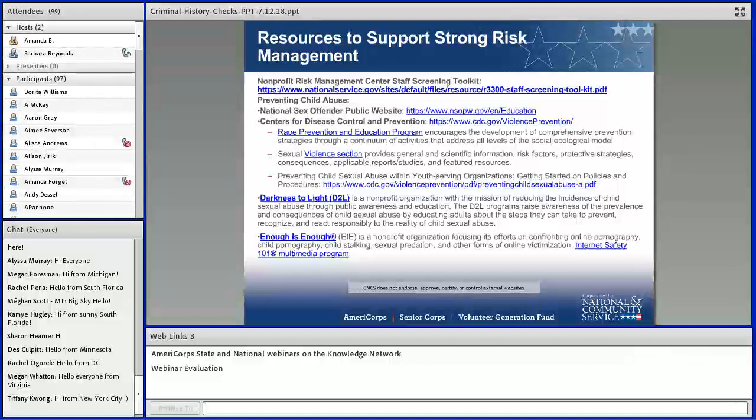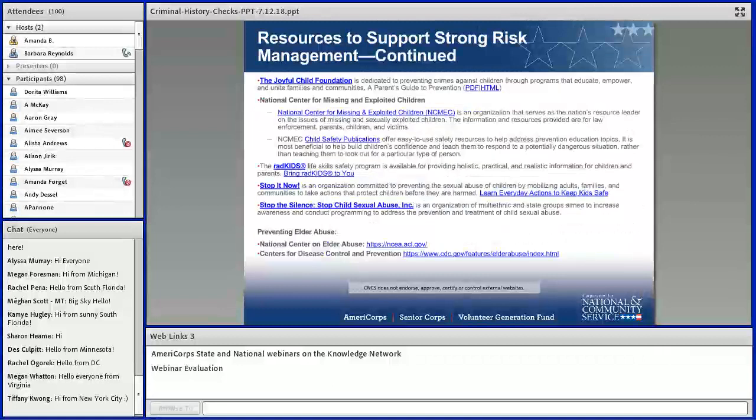You have a ton of resources up on the NSOPW website. There's a little education tab that's right next to the tab that you use to do that check. A ton of great stuff is on there. And then if you're interested in this six-step program that I've talked about in the previous two slides, that information can be found on the third indented bullet underneath the CDC bullet, Preventing Child Sexual Abuse Within Youth-Serving Organizations. So just more resources for you, and then the bottom two are also resources to prevent elder abuse.